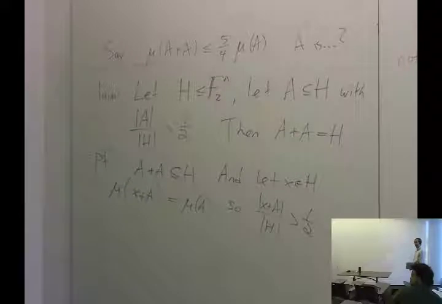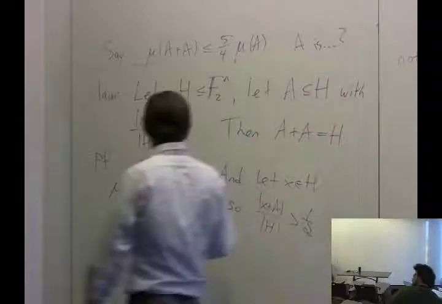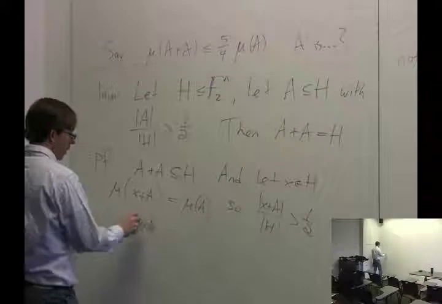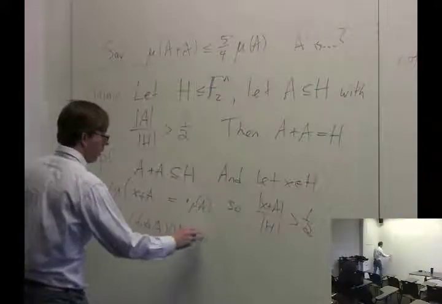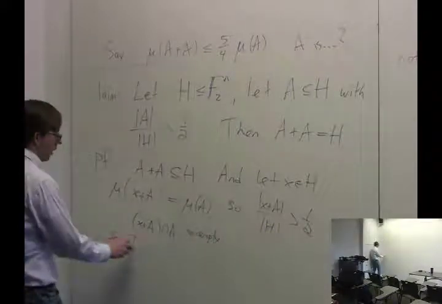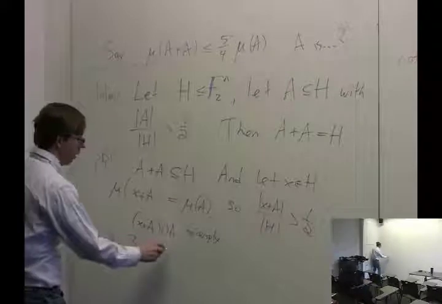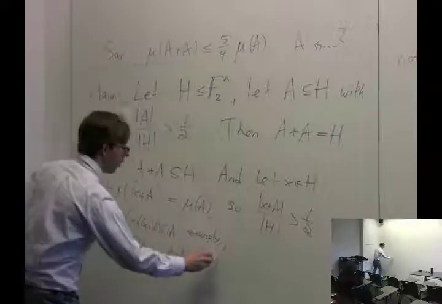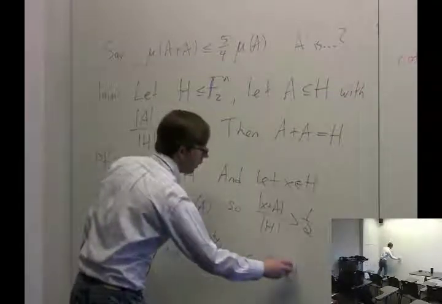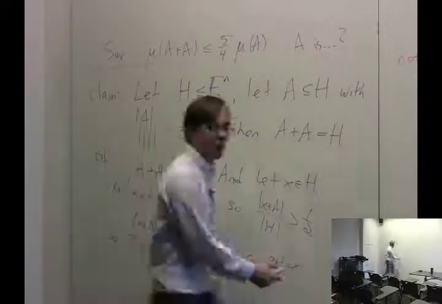Sorry? There will be an element both in X plus A and in A. Yeah, I wanted to say that therefore X plus A has to intersect A. So there exist little a and b in A such that x plus little a equals b, i.e. a plus b equals x. So there I've written x as the sum of two things in A.